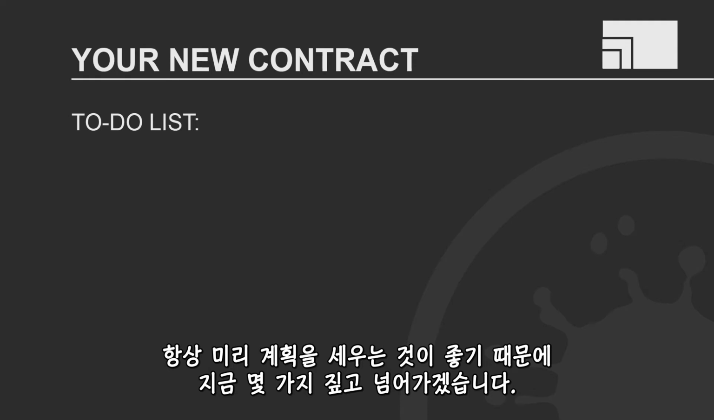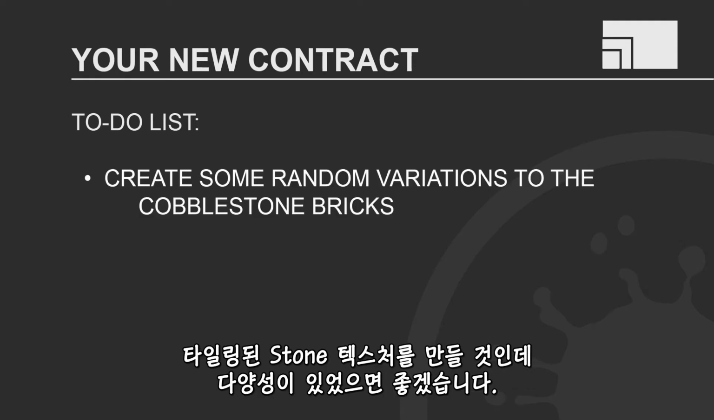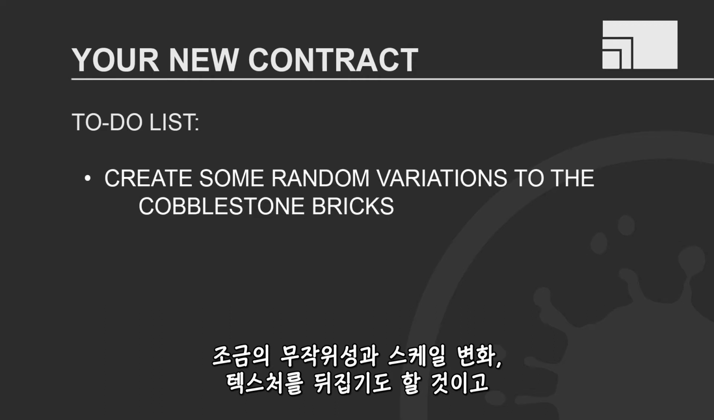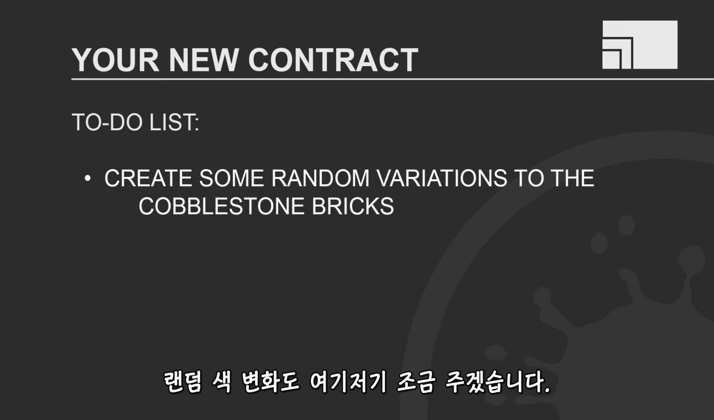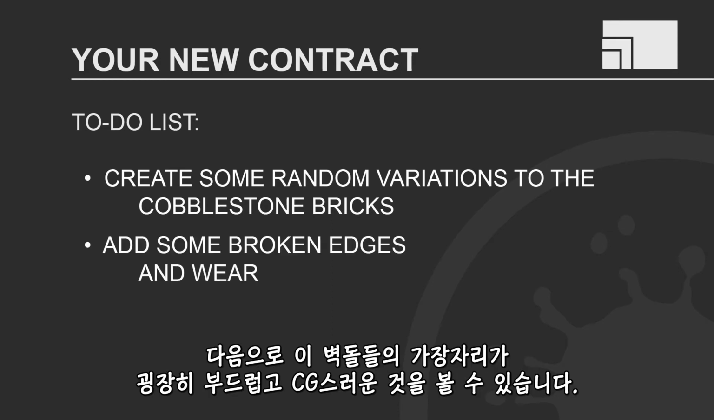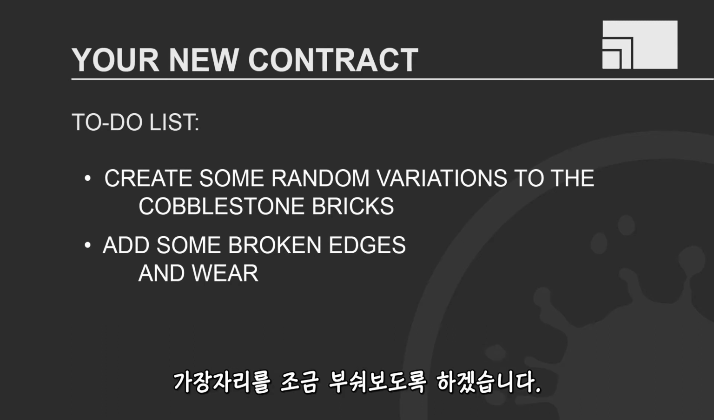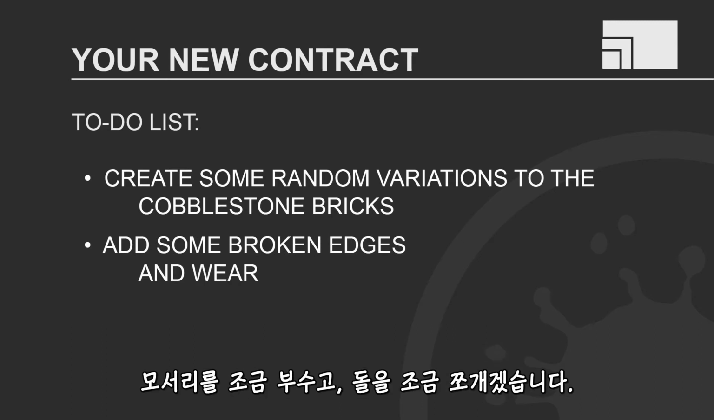It's always good to plan ahead, so I'm gonna make a few notes of things I wanna hit right now. First, I want to get a tileable stone texture, but I want it to have a little bit of variety, little randomization, little scale shift. We can flip the textures around, and we should also add in a little random color shift here and there as well. Next, I see the edges of these bricks are all really smooth and CG. We should try and break the edges a bit. Maybe break a few corners, chip some stone away a tiny bit.